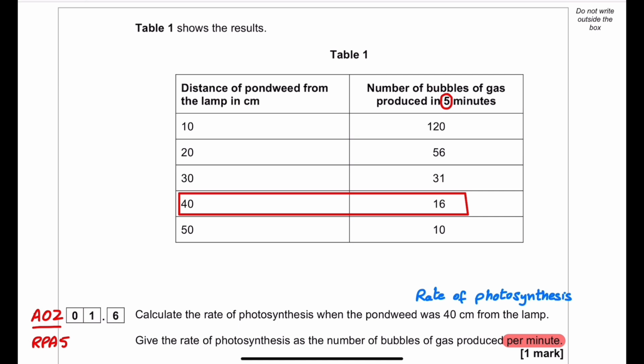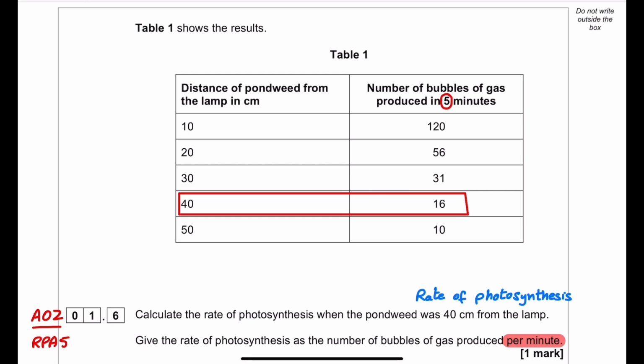Table number 1 shows the results. The distance of pond weed from the lamp in centimeters is increasing. The number of bubbles of the gas produced in 5 minutes is also shown in the column.